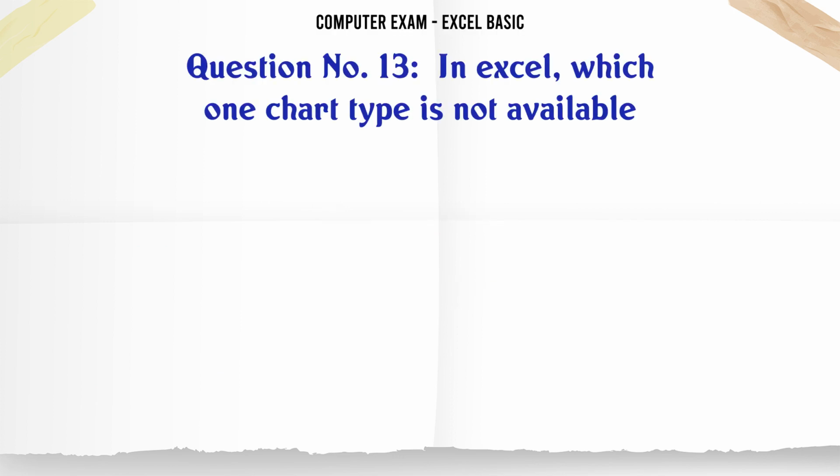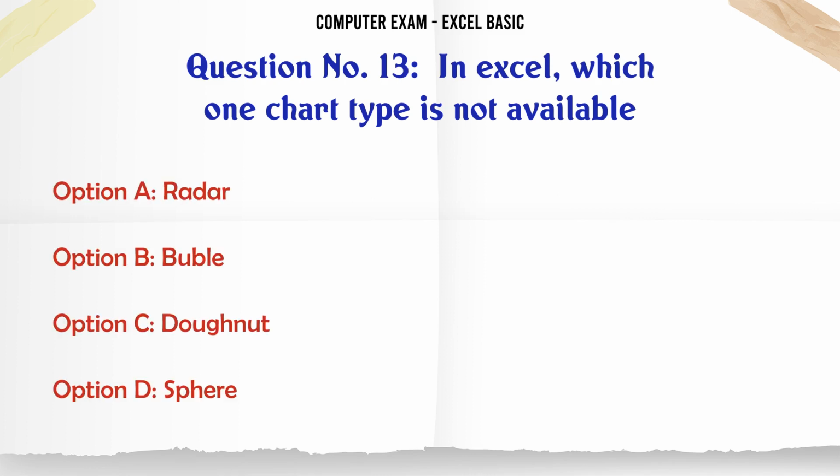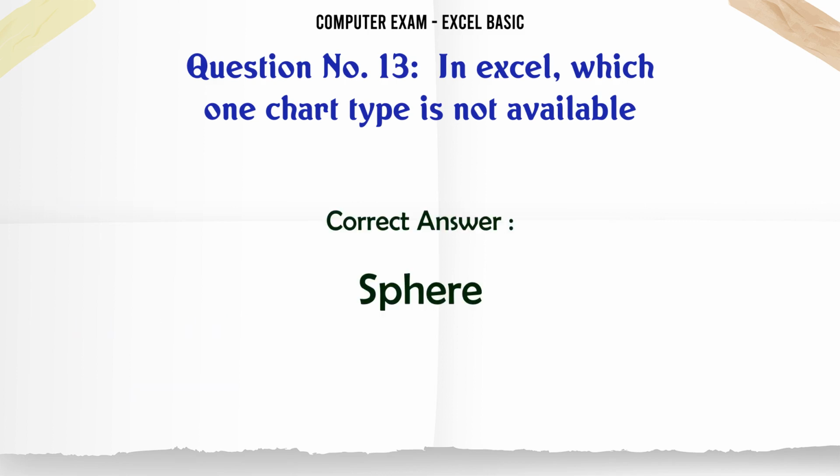In Excel, which chart type is not available? A. Radar, B. Bubble, C. Donut, D. Sphere. The correct answer is sphere.